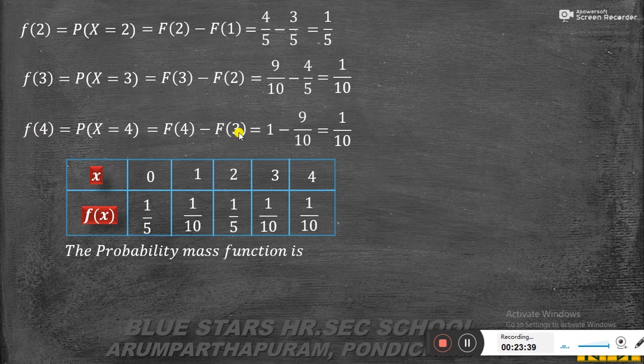Now I put all these probability mass function values in a table. So x equal to 0, 1, 2, 3, 4. For x equal to 0 the answer is 1 by 5. x equal to 1, the answer is 1 by 10. x equal to 2, the answer is 1 by 5. x equal to 3, the answer is 1 by 10. x equal to 4, the answer is 1 by 10. This is the table for the probability mass function.